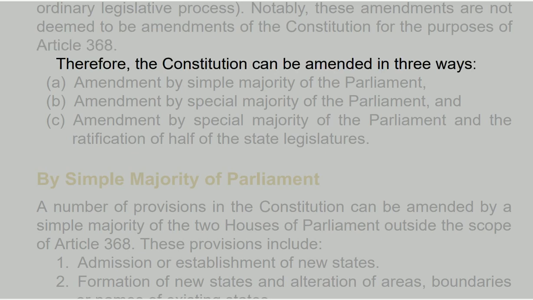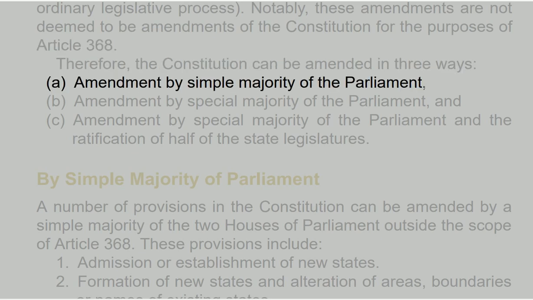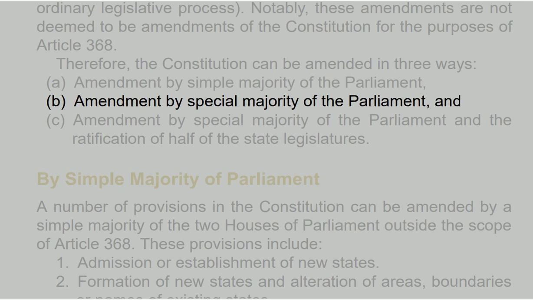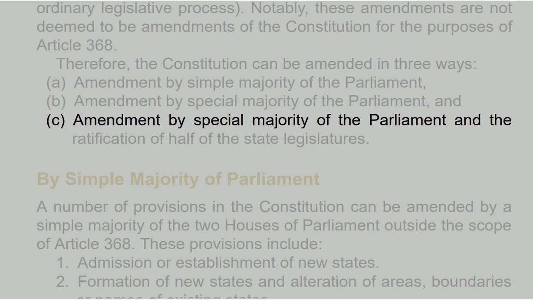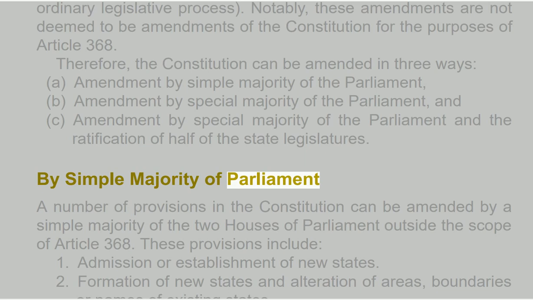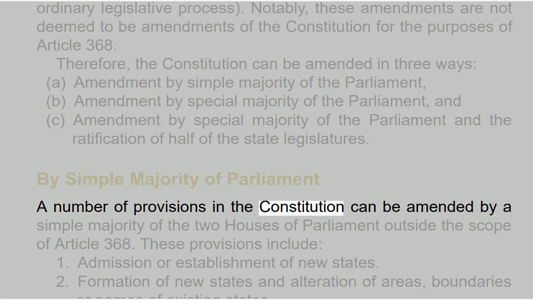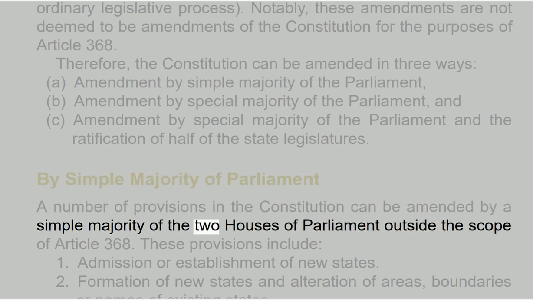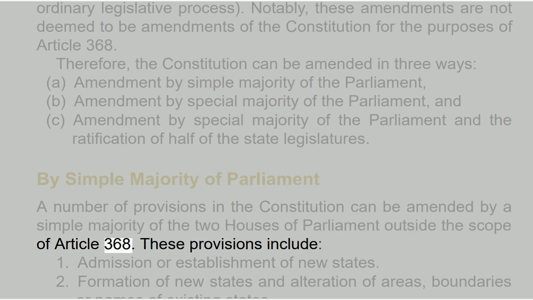Therefore, the Constitution can be amended in three ways: a. Amendment by simple majority of the Parliament, b. Amendment by special majority of the Parliament, and c. Amendment by special majority of the Parliament and the ratification of half of the state legislatures. By simple majority of Parliament. A number of provisions in the Constitution can be amended by a simple majority of the two Houses of Parliament outside the scope of Article 368.